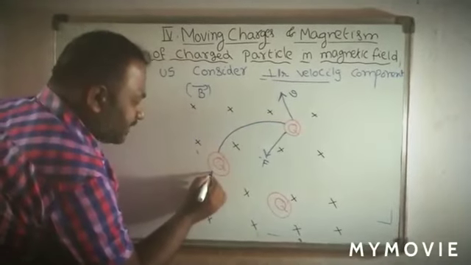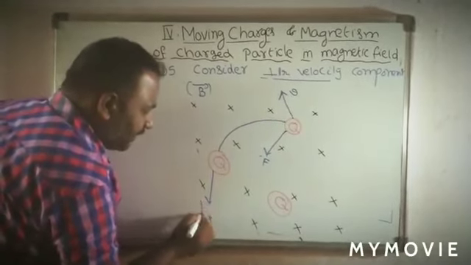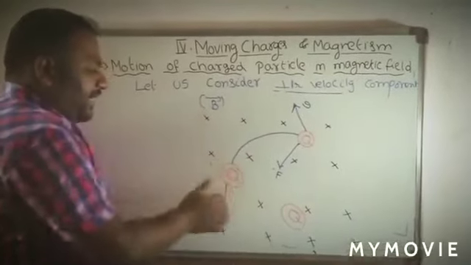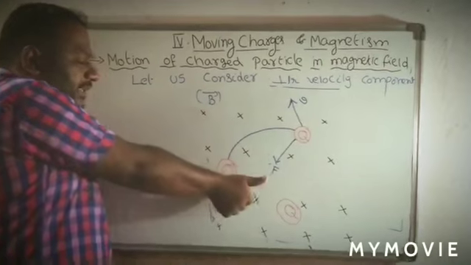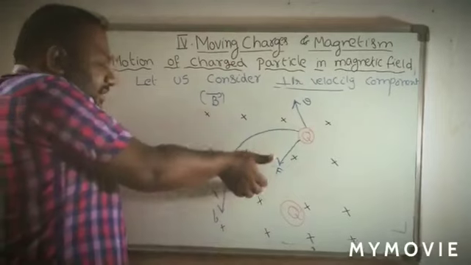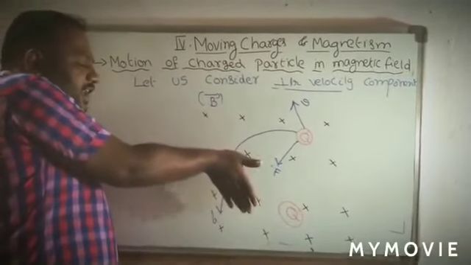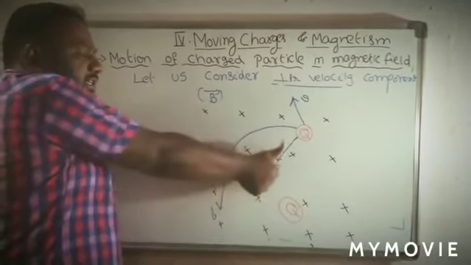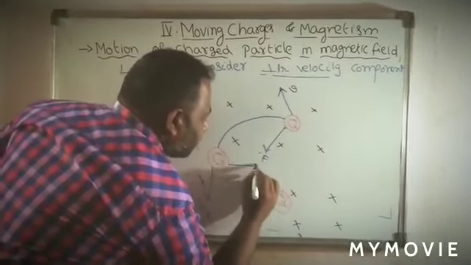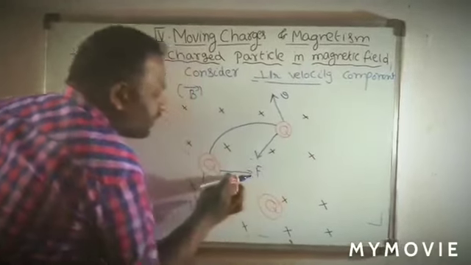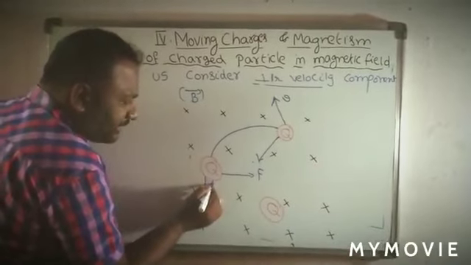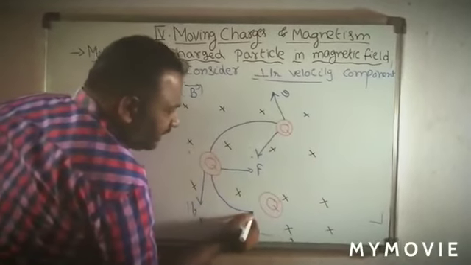And again, this is the velocity of the particle. Now the particle is moving with this velocity. Again we apply the right hand thumb rule. Here it is the velocity component and the field is inside. When we curl our fingers from velocity to the field, the force is acting in this direction. So this is the force direction. Due to this force, again the charged particle changes its path and moves in this manner.